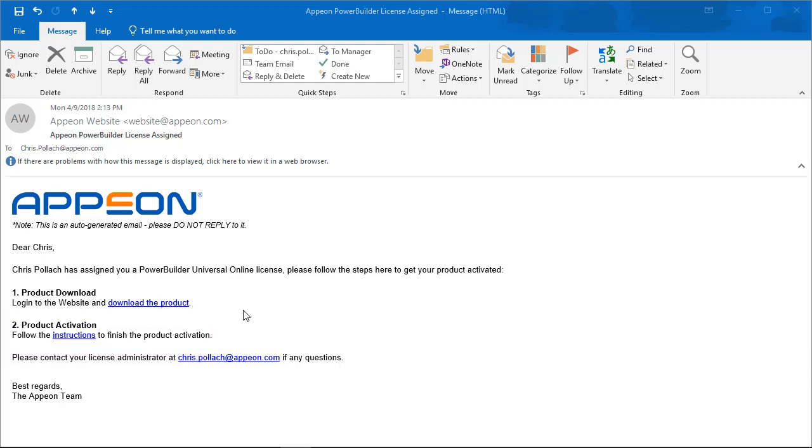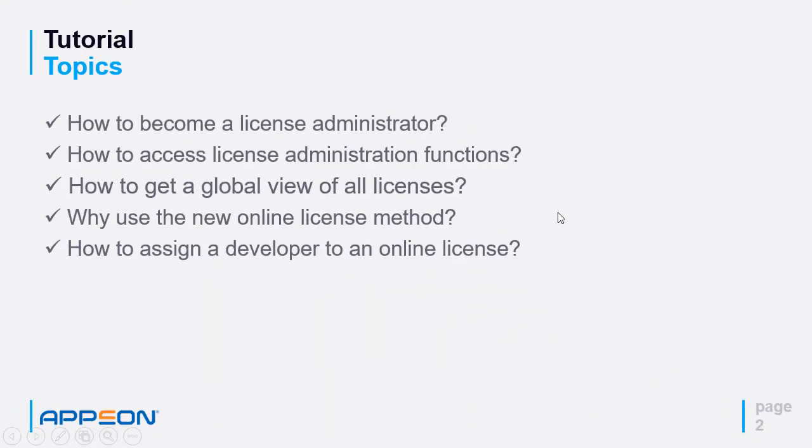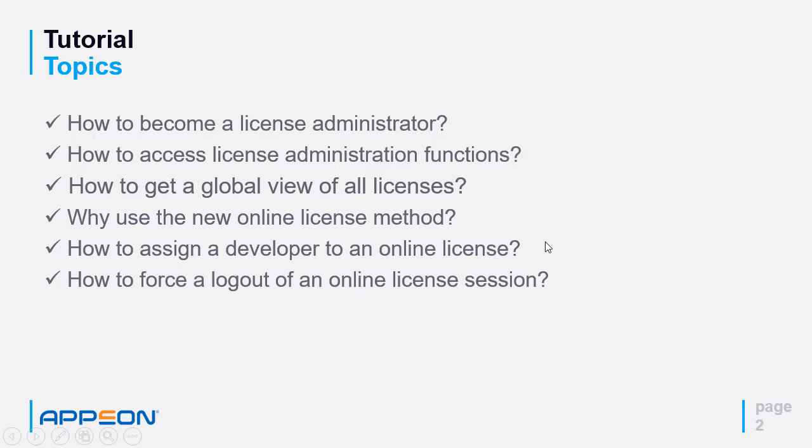The license has been attached, and now the information in this email tells the developer or business user where to actually download the product and install it. So we've now assigned either a business user to InfoMaker or a developer to the online license. Of course, you can also use your internal email system to indicate to the business user or PowerBuilder developer that they're ready to go.